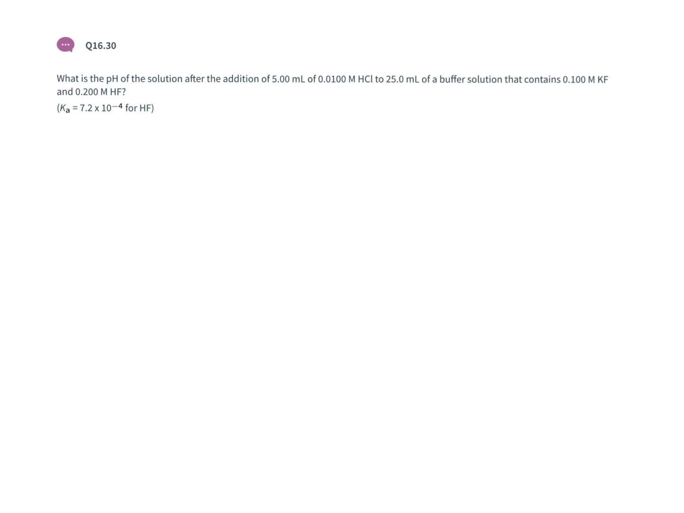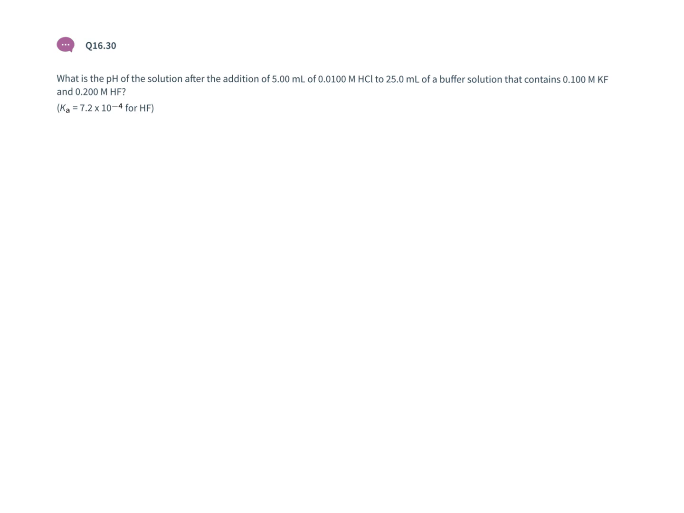Question 30 from the reading. What is the pH of a solution after the addition of 5 milliliters of 0.01 molar HCl to a 25 milliliter solution of a buffer that contains 0.1 molar potassium fluoride and 0.2 molar hydrogen fluoride?